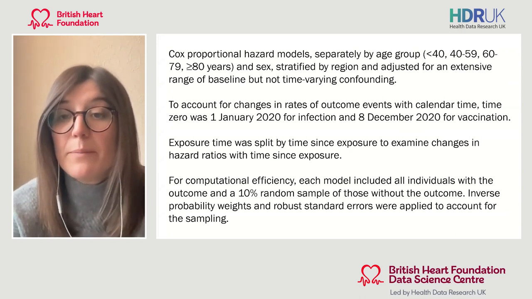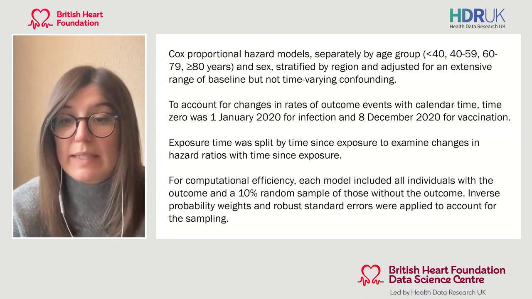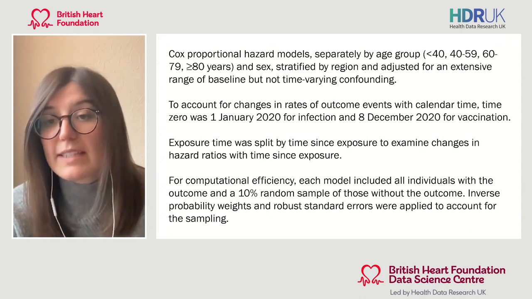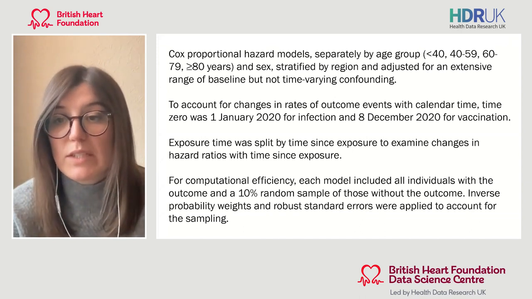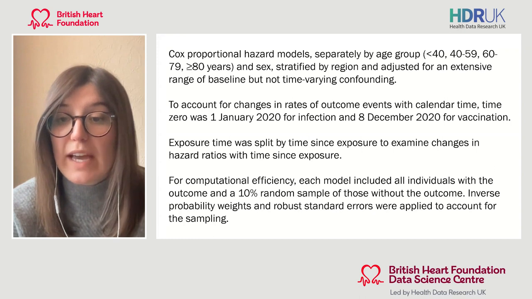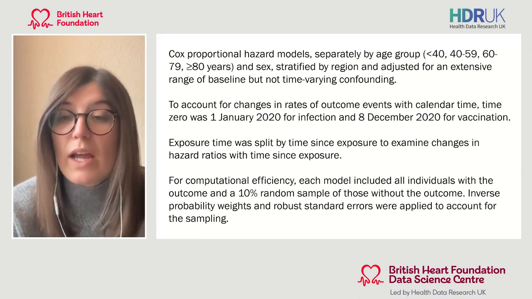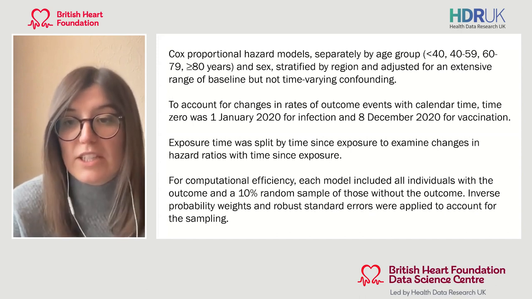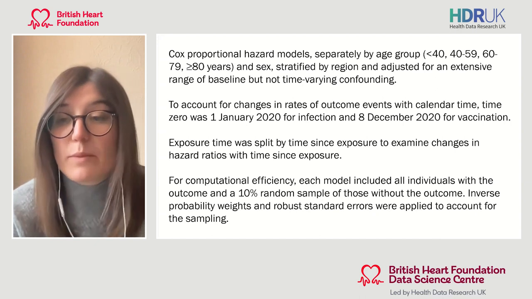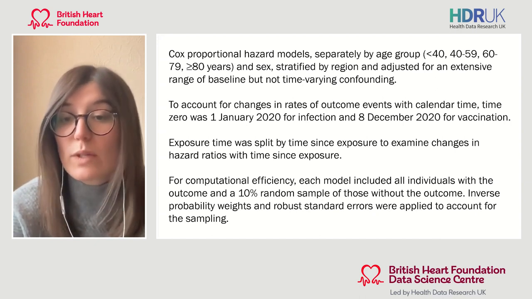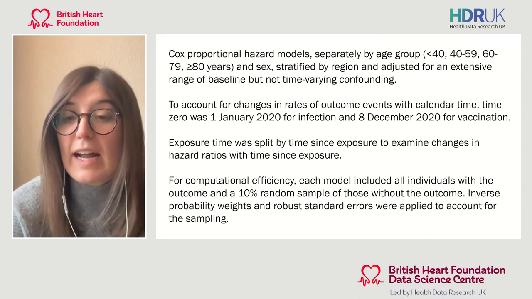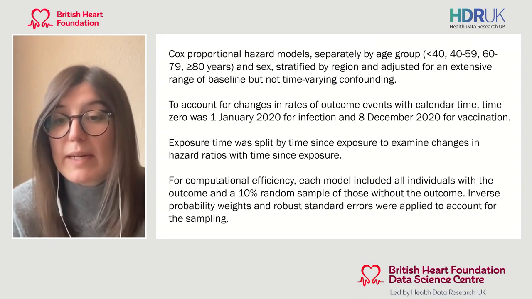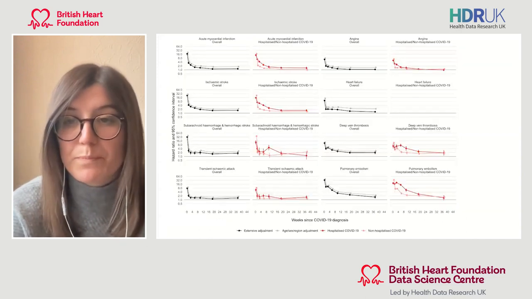For the infection paper, that was set to the 1st of January 2020, which is approximately when the pandemic started. For the vaccination paper, that was the 8th of December 2020, which is when the UK vaccination programme started. In order for these models to run, we had to be mindful of computational efficiency. So for this, we used a sampling approach where we included all individuals with the outcome and a 10% random sample of those without the outcome. We then used inverse probability weighting to recover the full population.